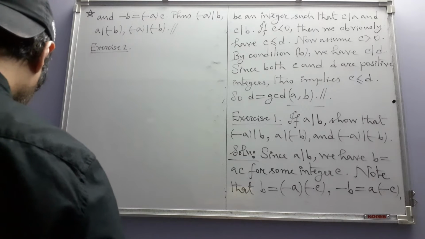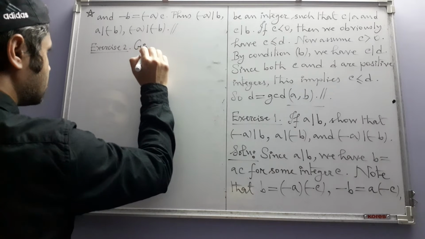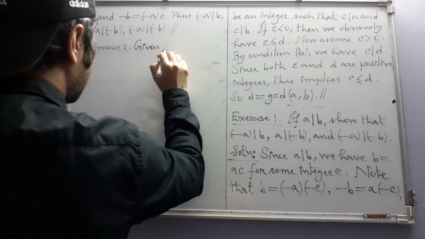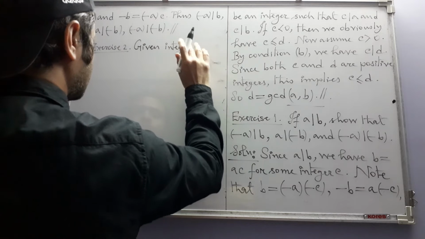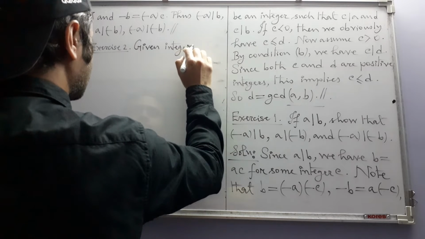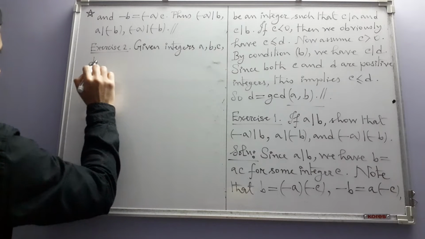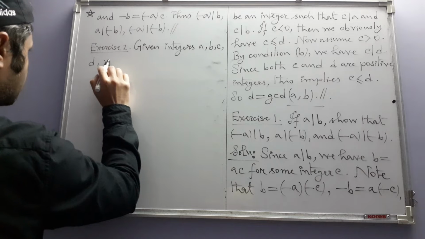Then exercise 2, it has some parts. Given integers A, B, C and D, verify the following.